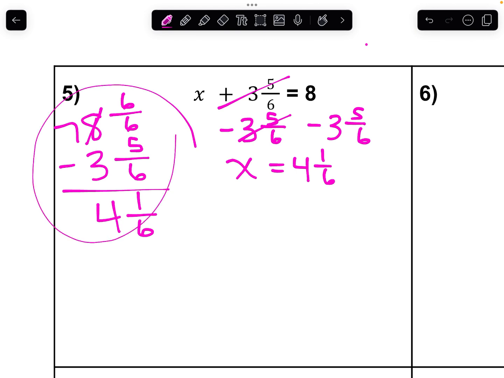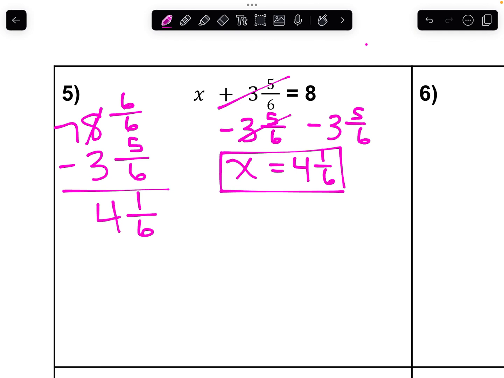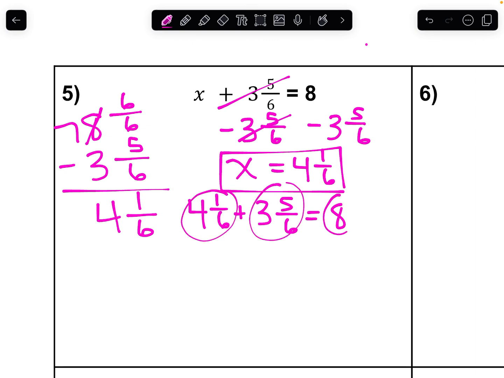Remember, all of this stays over here. It doesn't go in the middle of this space, which is like sacred space that we must keep clean. So we're going to box our answer. And we're going to do our check, putting in this x for this x to see if it does work. So we have to write the whole thing all over again the way it started originally to see if 4 and 1/6 plus 3 and 5/6 really equal 8. My hope is they do.